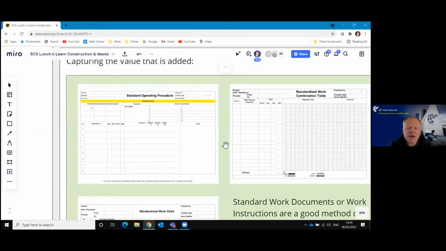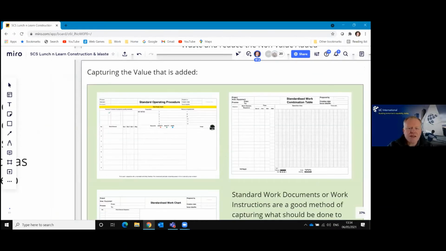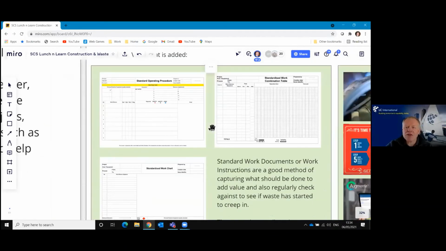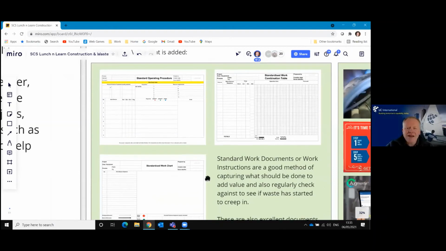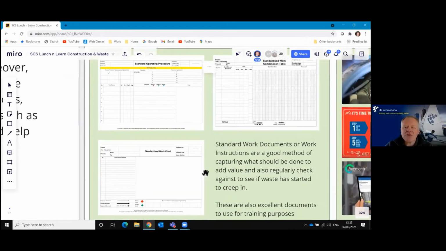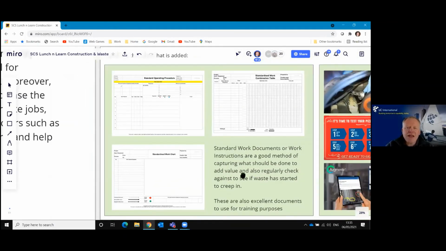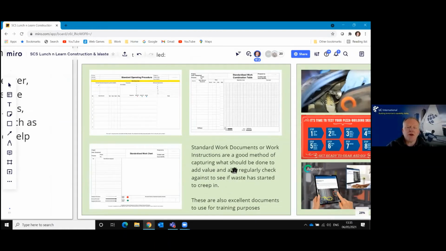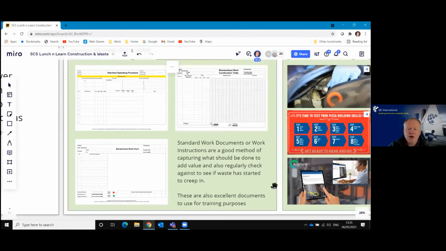But standard work is all about capturing those key steps, how long those key steps take, and then what do those key steps actually look like? And by the very nature of capturing standard work and working to that standard work, we can then start to measure how effective our productivity is and use this as a foundation for improvement in the future.